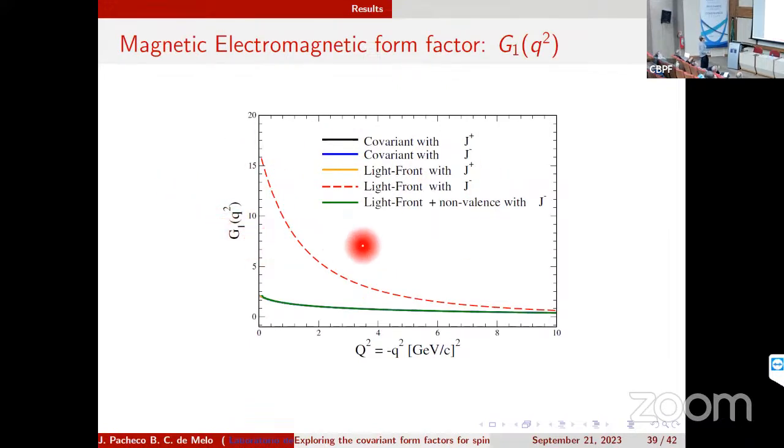And G1, the magnetic form factor, the same. You see, there's a light front minus. After adding, every curve is here. For covariant with J minus, J plus, J minus, and light front with J minus. Because there is no zero mode for the form factor.